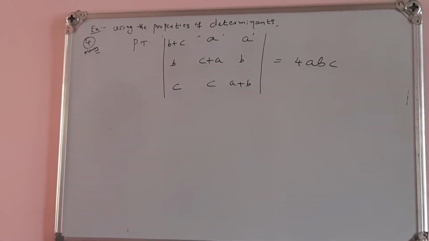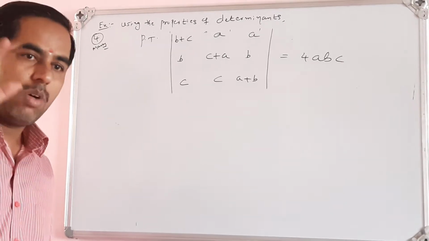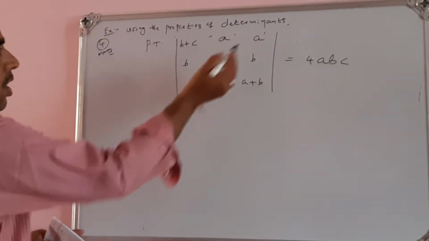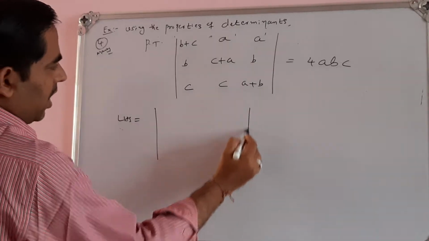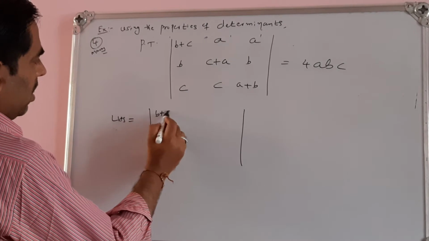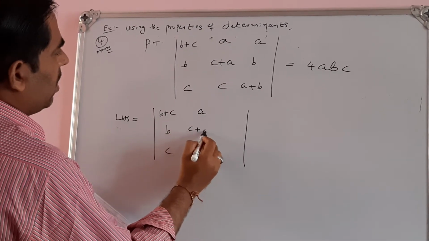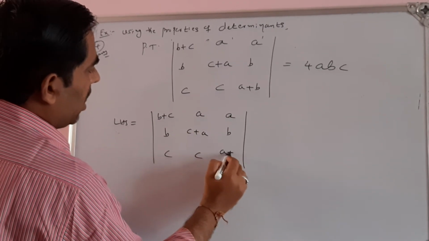So all the problems will not be the same here. Every problem will be different from the previous problem. So observe and practice all the problems carefully. So first observe the steps. So as usual, we shall consider the LHS. So what is the LHS here? The determinant is given as b plus c, b, c, a, c plus a, c. Then this a, b and a plus b.